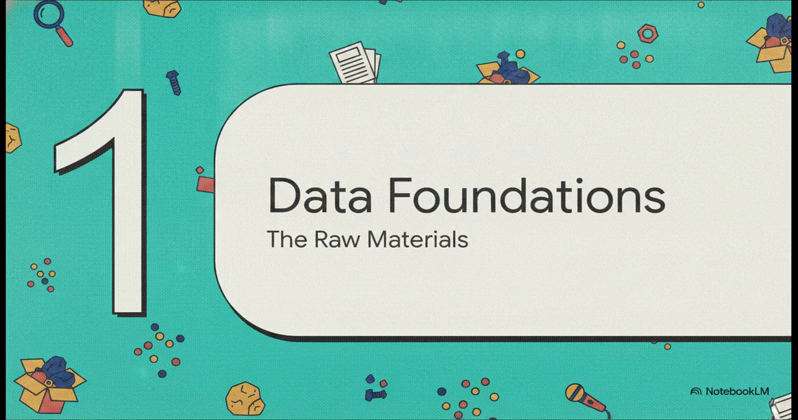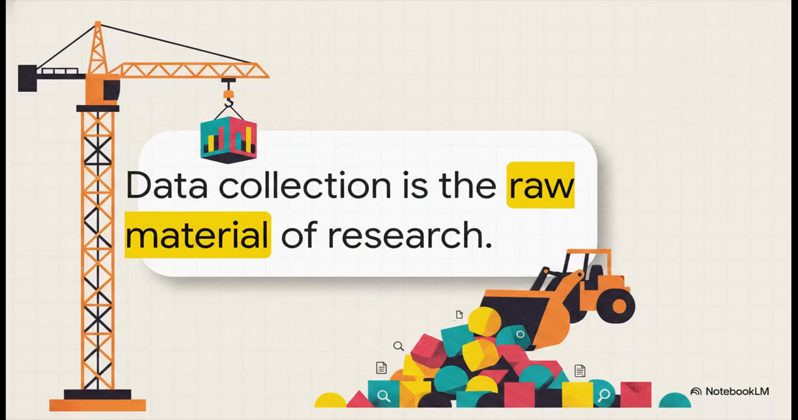Starting right off with Section 1, Foundations of Data Collection. Look, data collection is the absolute raw material of research. In our current age of advanced algorithms and artificial intelligence, the quality of this raw material is literally more critical than ever. We've all heard that phrase garbage in, garbage out in computer science, right? Well, it applies perfectly here. Flawed inputs will exponentially scale into flawed, widespread conclusions.